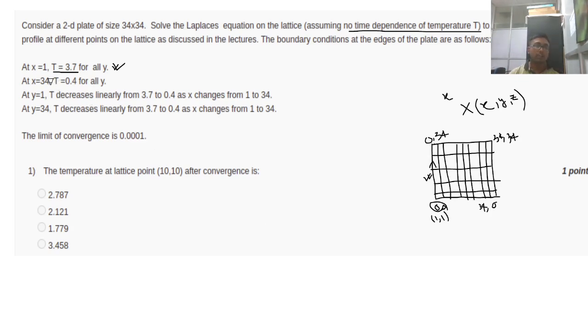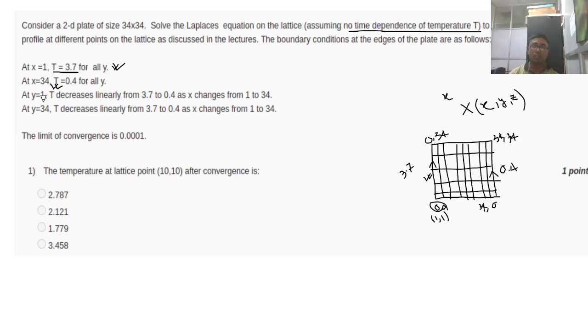Also at x equals 34, for all y, along this line or along this direction, you have temperature assigned a value of 0.4. So here it is 3.7 at each one of the points, and here it is 0.4, and we have two other sides left for discussion.